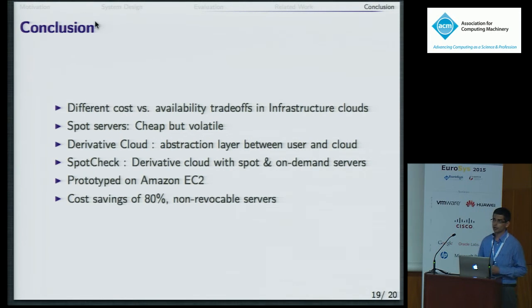So in this talk, I talked about the different kinds of servers in public clouds, and a very interesting type of server called spot servers, which are very cheap, but they are volatile. I talked about SpotCheck, which is our derivative cloud on the spot market, which gives users low cost and high availability.